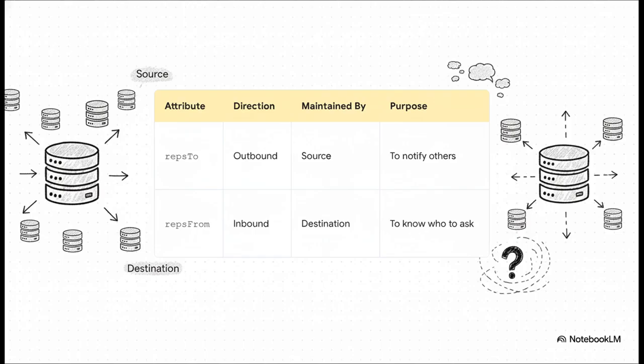Reps2 is the source's list. It answers the question, who do I need to tell? But repsFrom, that's the destination's list. It answers the question, who do I need to ask? See the difference? One's for telling, the other's for asking.